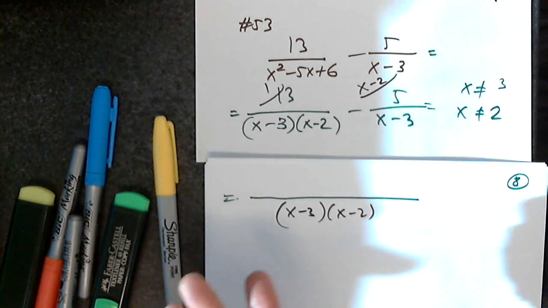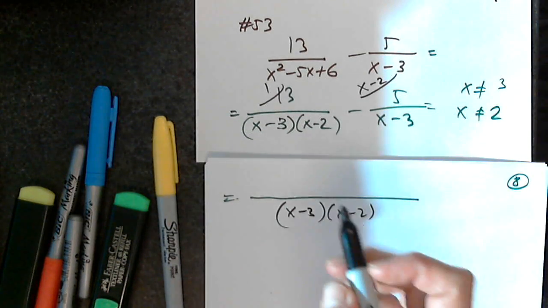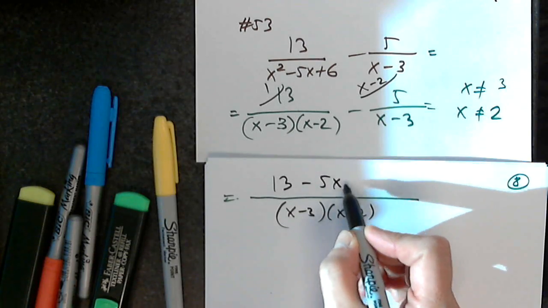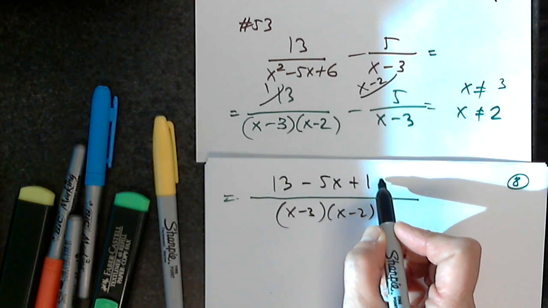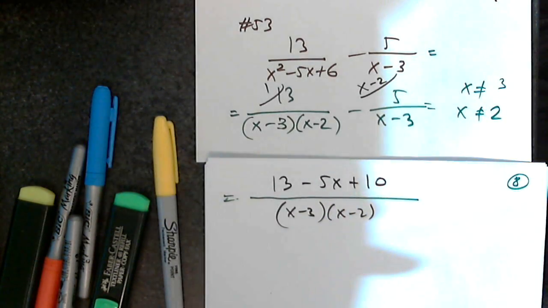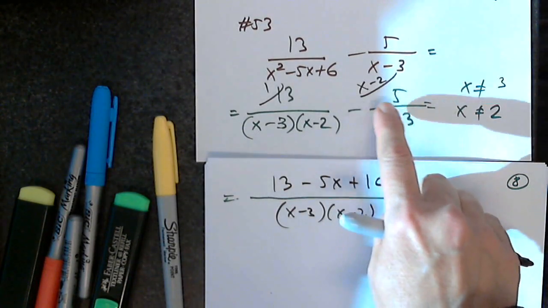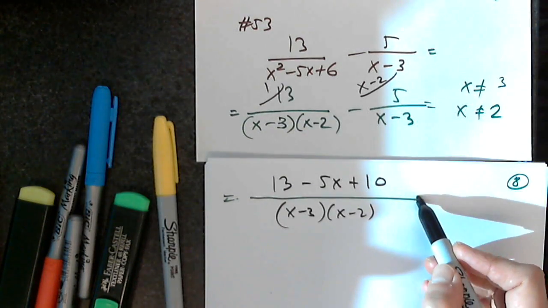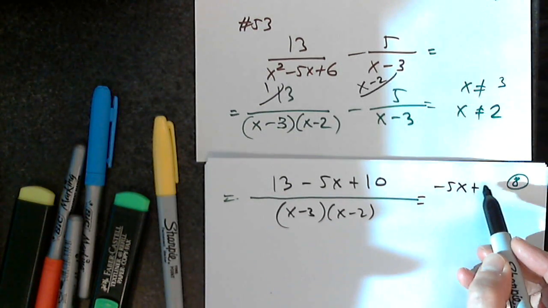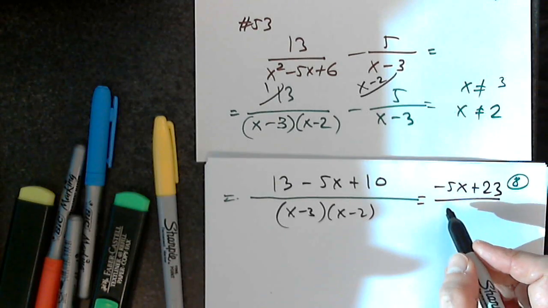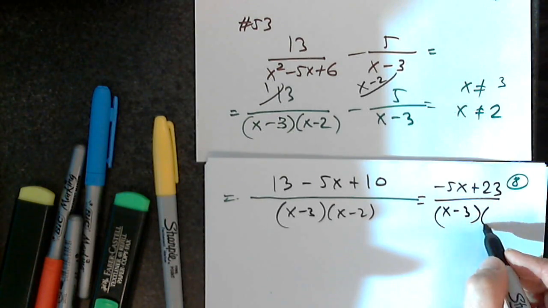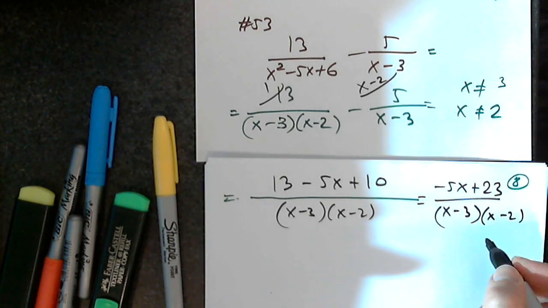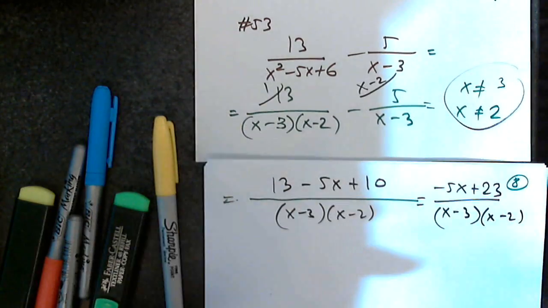Good. So then, can anyone dictate the numerator now? 13 minus 5x plus 15. Plus 10, sorry. No problem. Do you all agree with 13 minus 5 times x and minus 5 times negative 2? And then the simplified form will be negative 5x plus 23 divided by, assuming the conditions are fulfilled.